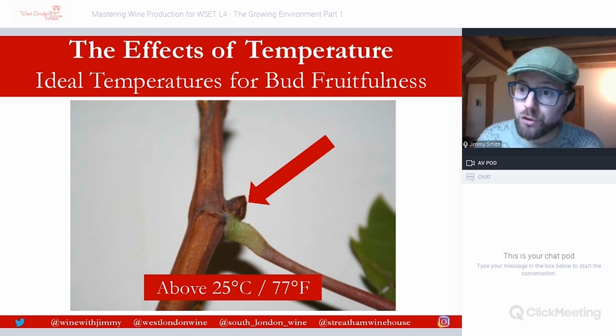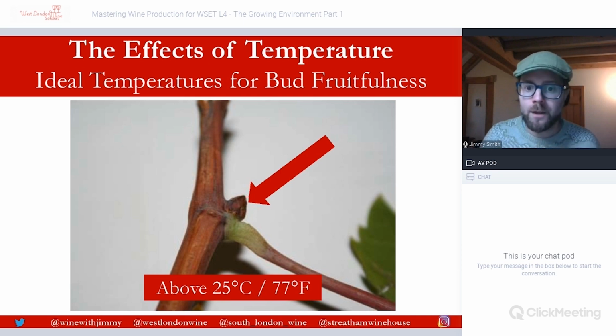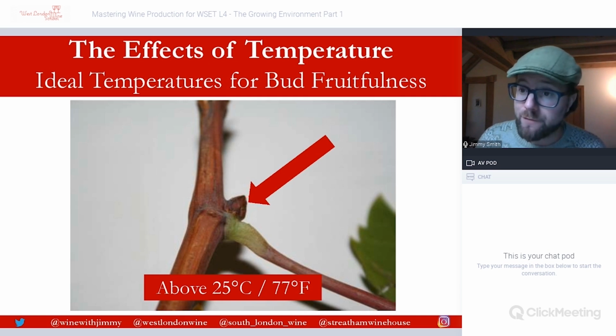So warm temperatures during this time, so this is of course during shoot development and inflorescence and flowering and so on, really will increase better bud fruitfulness for the forthcoming year. So above 25 degrees Celsius is welcome at this point, 77 degrees Fahrenheit.